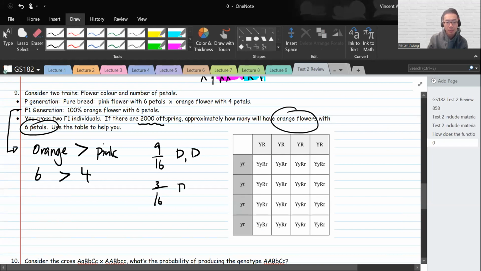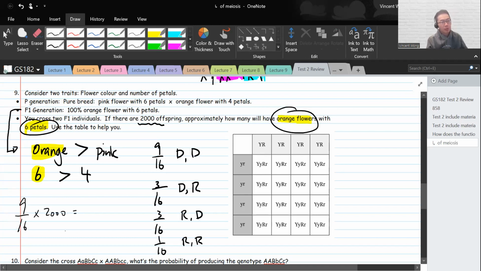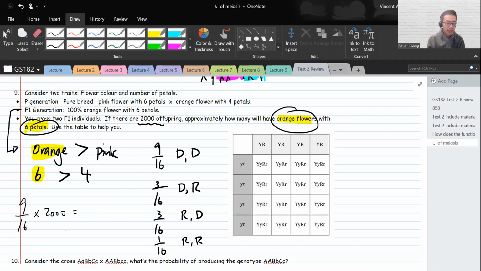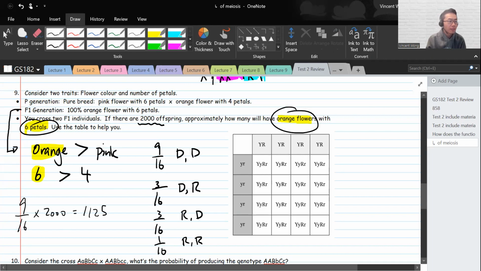3/16 will have the dominant trait for the first one and recessive for the other. And then another 3/16 recessive dominant, 1/16 is recessive, right? So in this particular case, we are looking for how many will have orange flowers. Orange is a dominant trait with 6 petals. That is also a dominant trait, right? So dominant, that's 9/16. So we're going to go 9/16 times 2,000. Okay, just going to go ahead and plug that in. And that works out to be 1125.